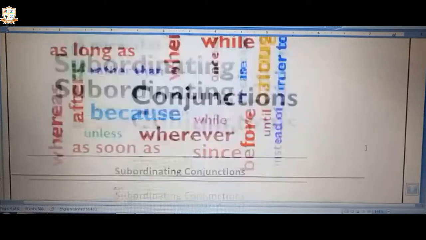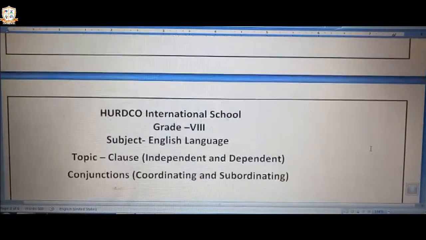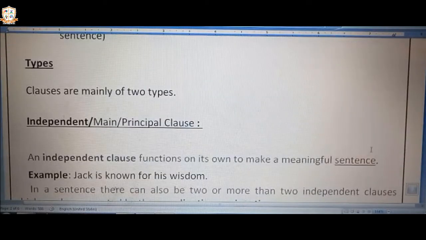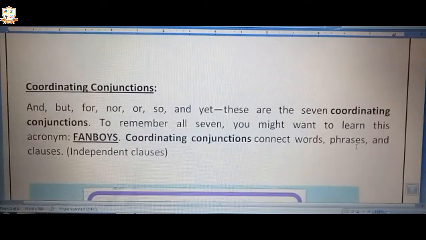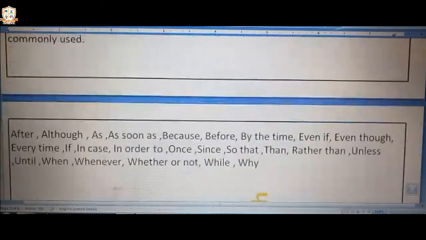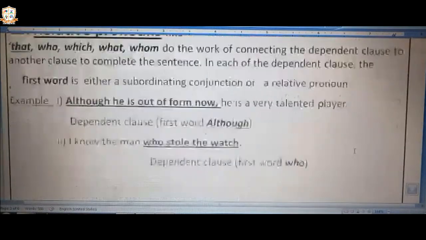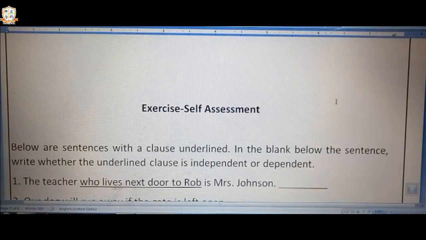So what did we learn today from this video? First, we have learned clause, then its types, independent and dependent clause, then coordinating conjunctions and subordinating conjunctions along with relative pronouns. Now the best part for you, it is the exercise left for you, and it is a self-assessment exercise.